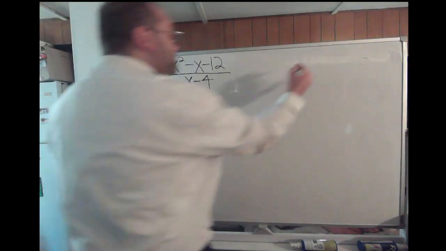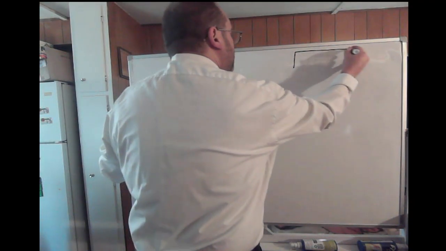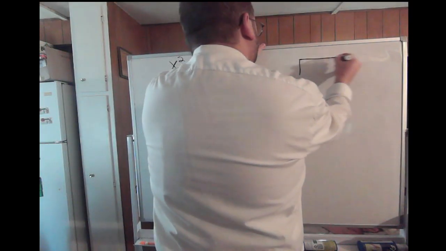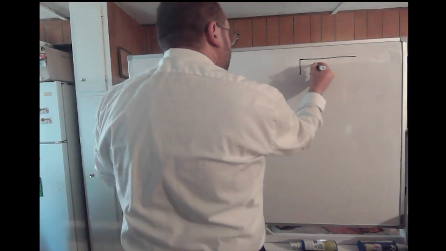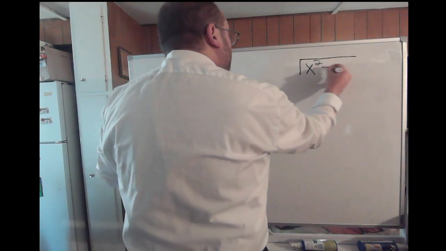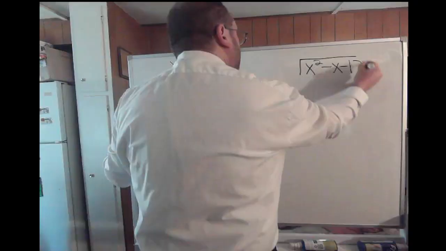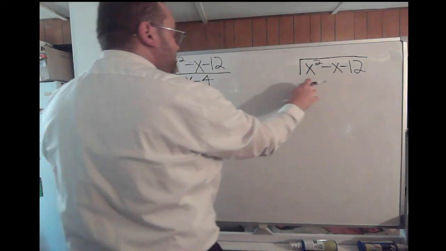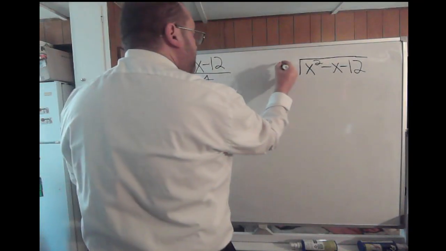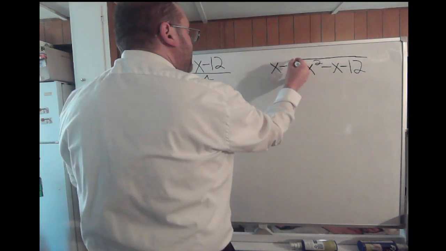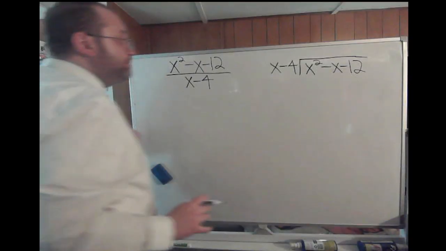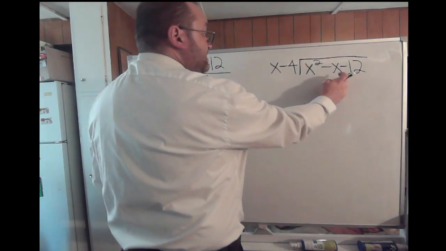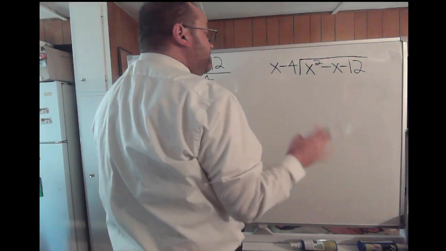So go ahead, come over here, set up your long division, okay? And let's lower that just a little bit so you can see what the quotient is. It'd help if you could see what the quotient is, right? Okay, so we have x squared minus x minus 12. The numerator is your dividend, the divisor is your denominator of x minus 4. So we've set it up now. We have x squared minus x minus 12 divided by x minus 4.